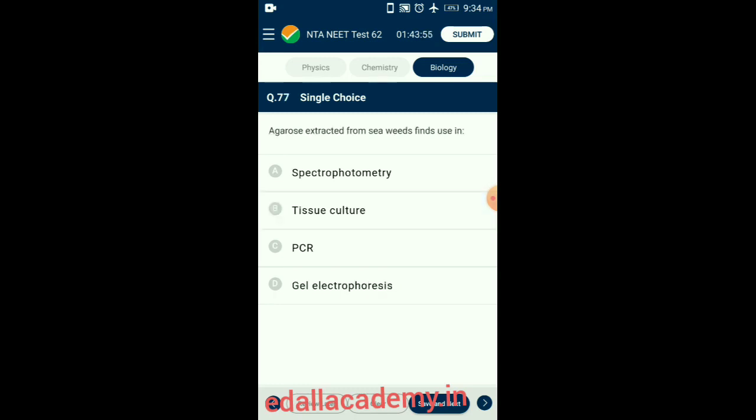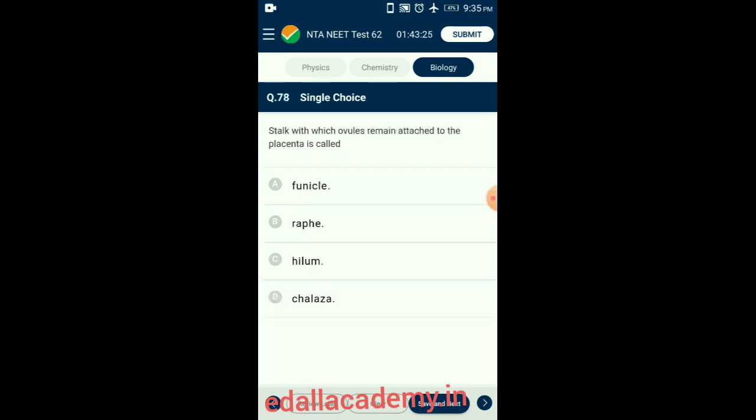Question number 77. Agarose extracted from seaweeds finds use in gel electrophoresis. Agarose extracted from seaweed is used as agarose gel. A gel made of 0.7% agarose shows good resolution of large DNA, and 2% agarose will show good resolution of small fragments. So the answer is option D, gel electrophoresis.